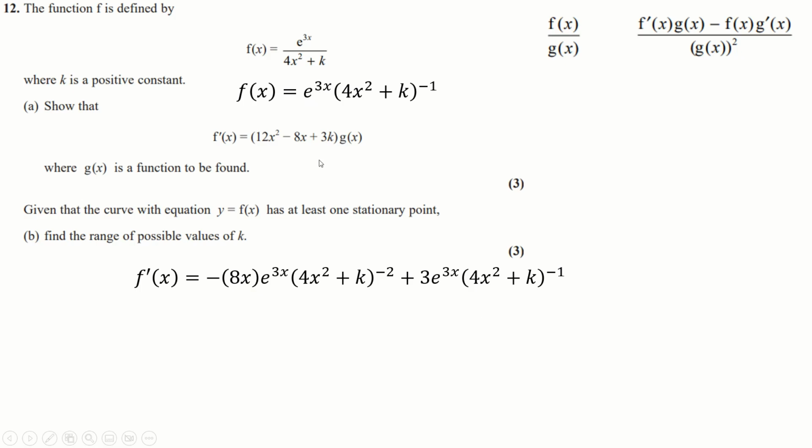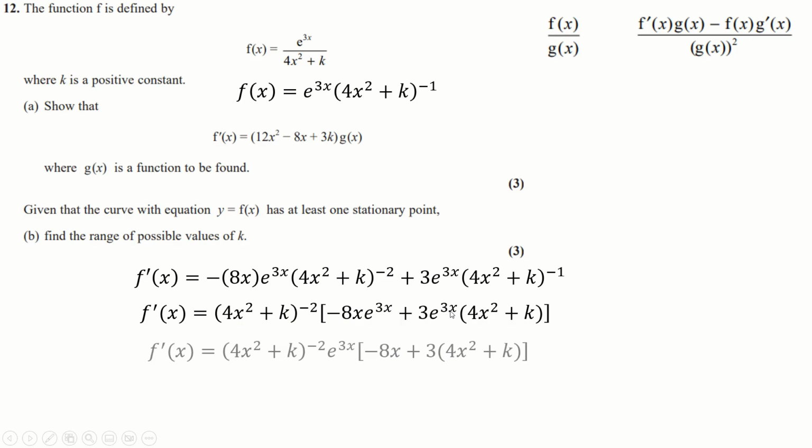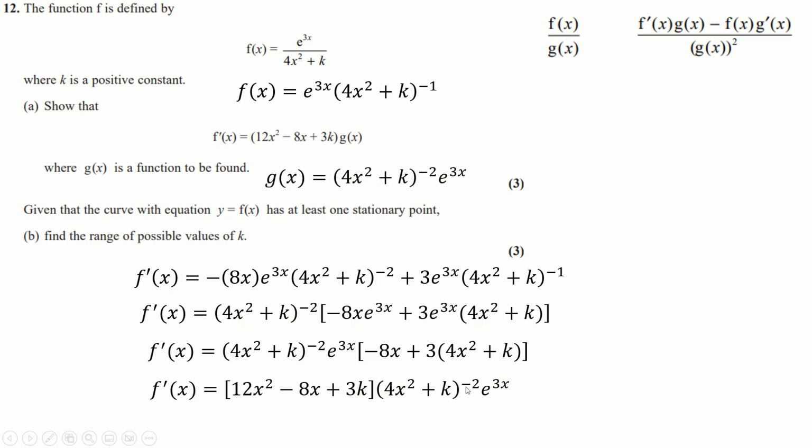And now we've just got some work to do to make it look like this, I guess. We can factorize out (4x squared plus k) to the power minus 2, which just leaves behind this here. That's all there's left behind there. And then here, I just need an extra 1 to make minus 2 plus this 1 be a minus 1 there. And now I can also factorize out e to the 3x. And guess what, I get exactly what they wanted me to get. And so therefore, this term here can be written as g of x. And I think we're done.